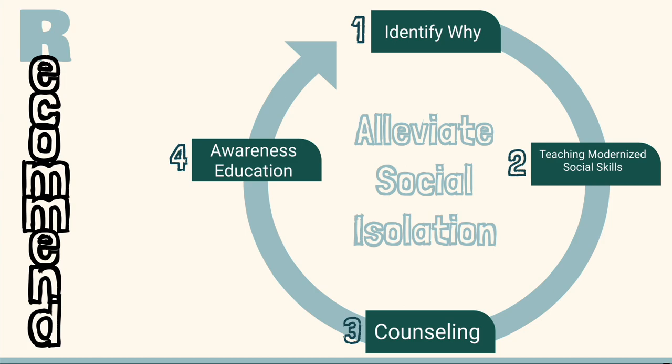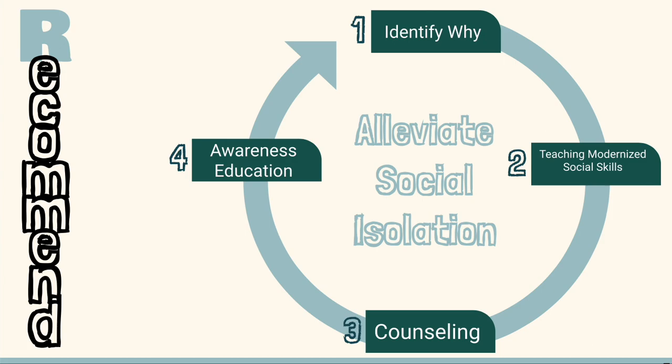Next, we will discuss recommendations to alleviate social isolation in older adults. As healthcare professionals, it is important for us to follow these 4 easy steps for us to alleviate the issues that come with the burden of social isolation among older adults. These steps include identifying why, teaching modernized social skills, counseling, and awareness education. Now we will go further in detail within each one.